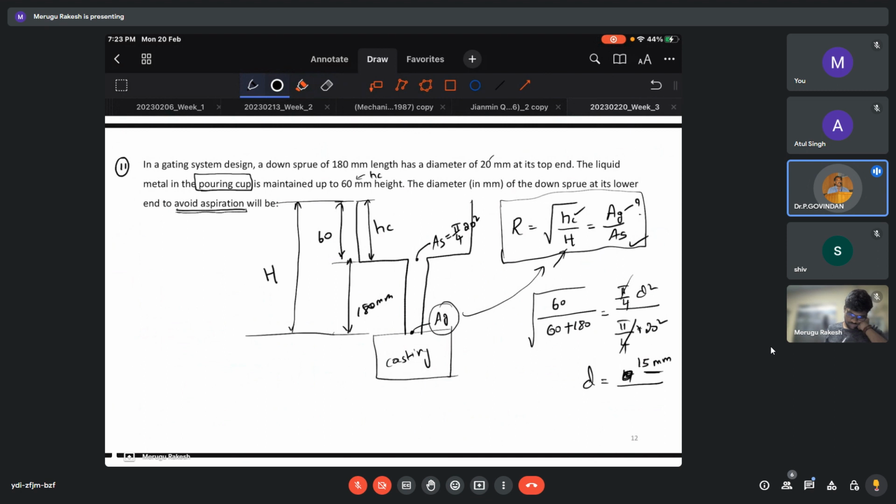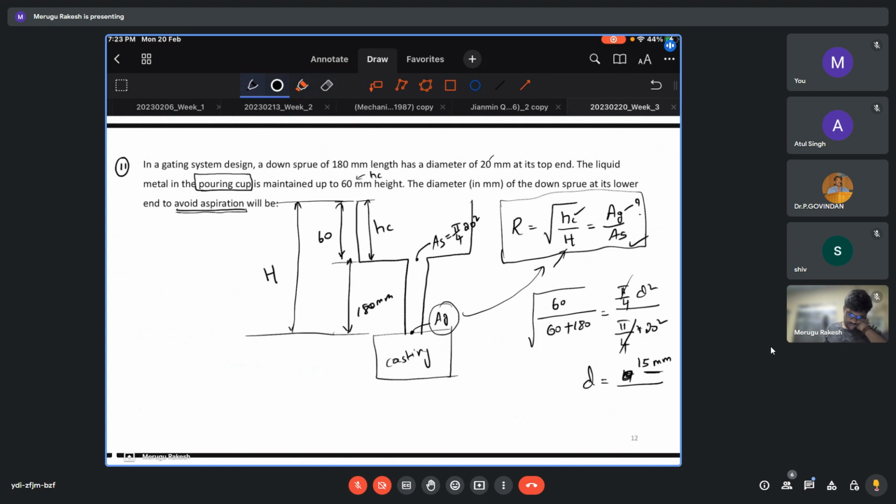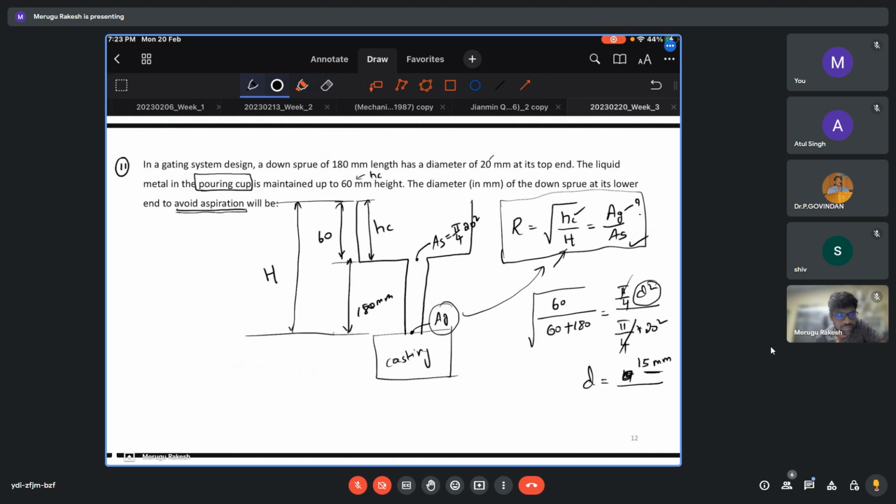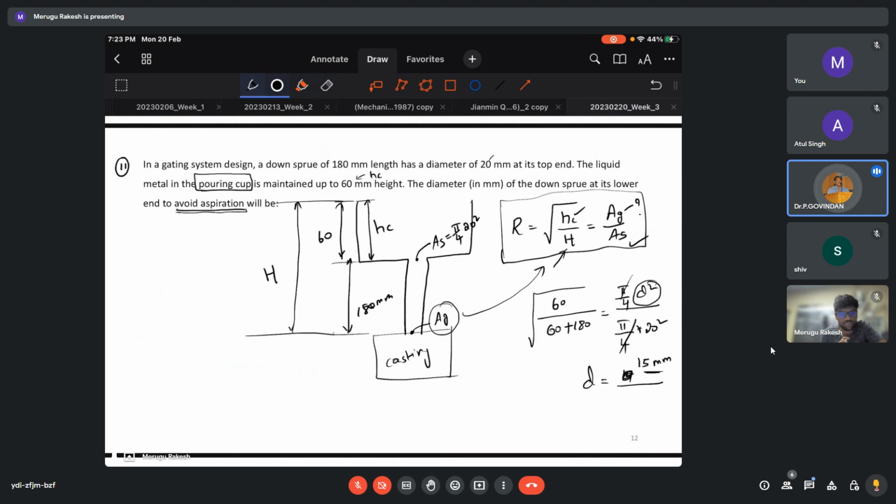Sorry, area of gate. What is the diameter of gate? That is not given. That is what we need to find. Here in this case, the sprue and gate are both the same. How can we assume that? See, the area of gate: to find it, we are not given the diameter of gate. Then how will we find out the area of gate?